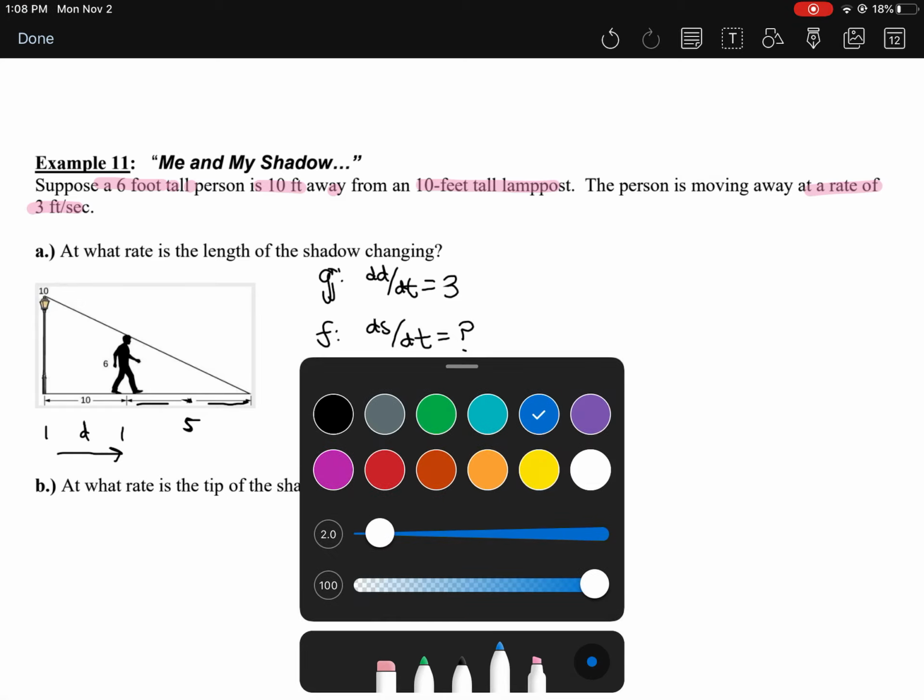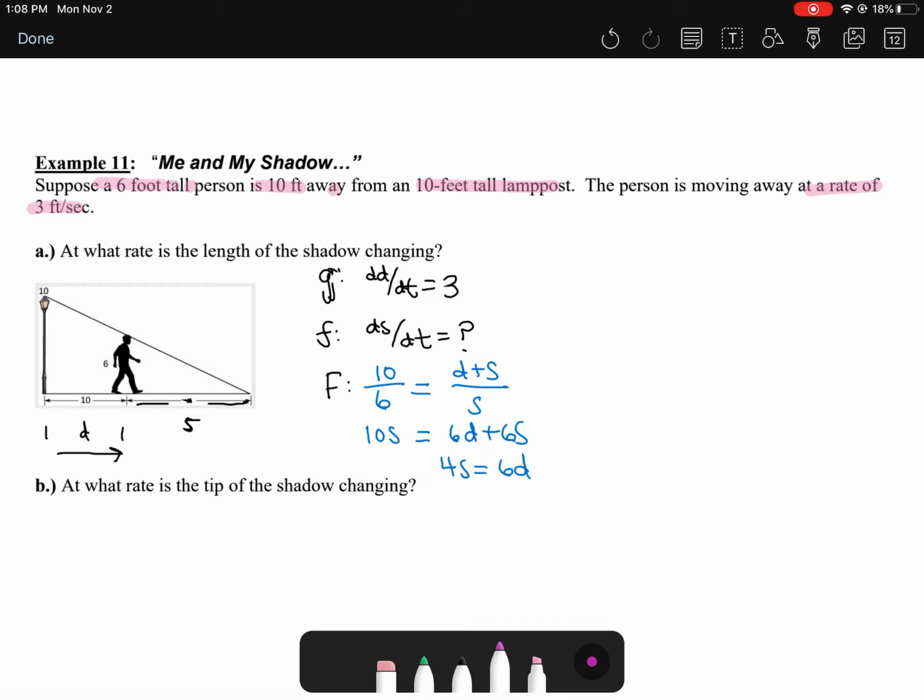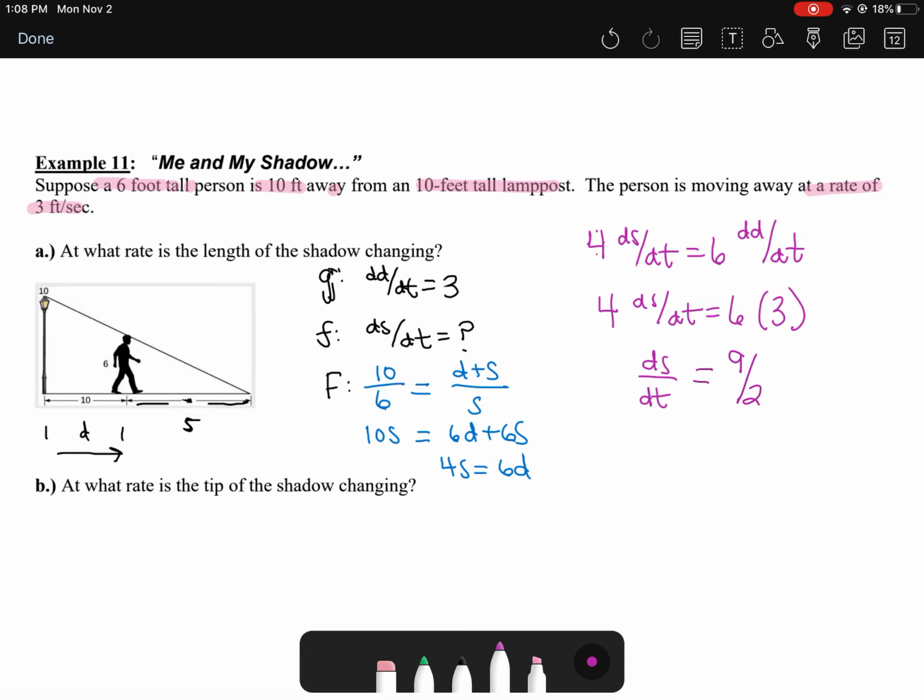So let's go ahead and take this derivative. So I have 4. The derivative of S is 1, so 4 dS/dt is equal to 6 dD/dt. Well, we need to find dS/dt, which is equal to 6 times 3 over 4. So dS/dt is equal to 18 over 4, which is 9 over 2.